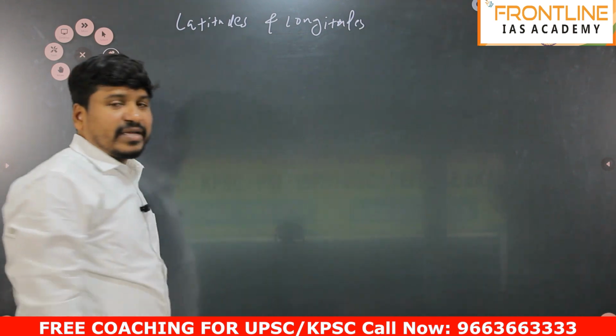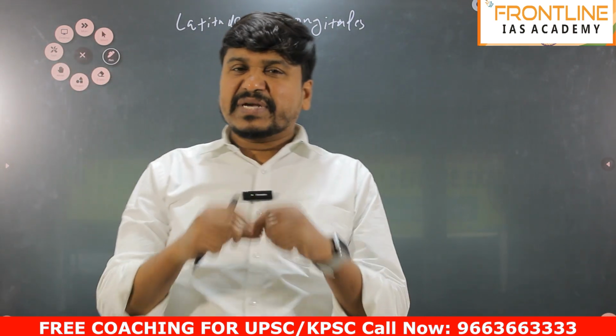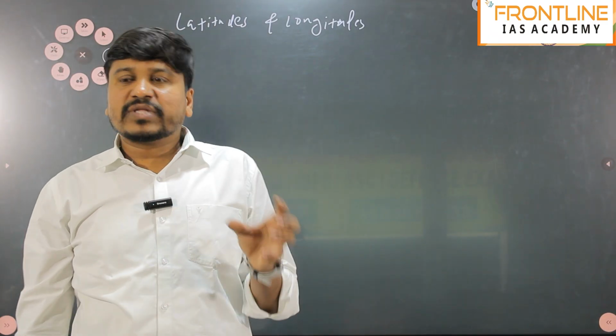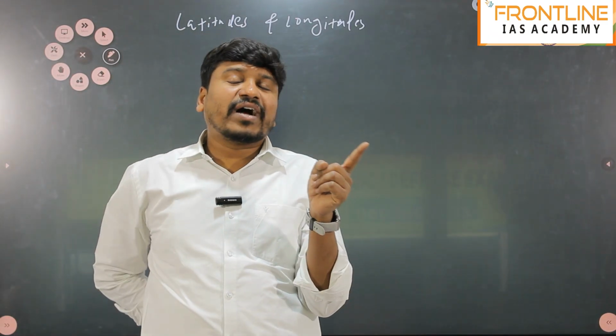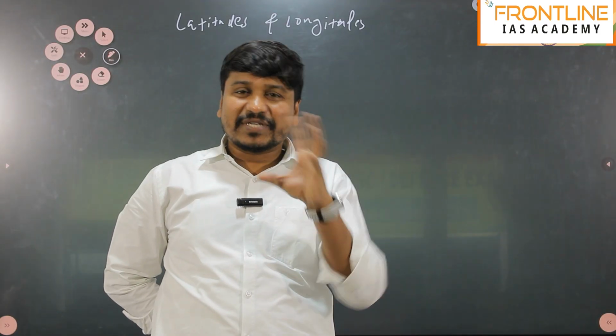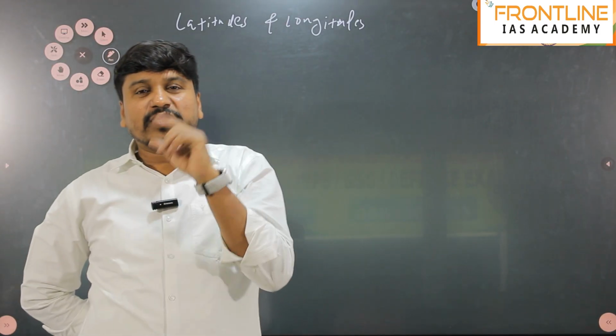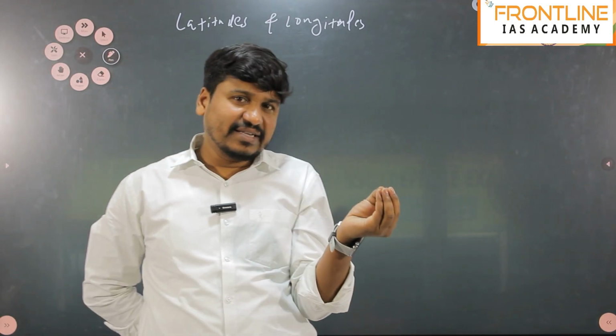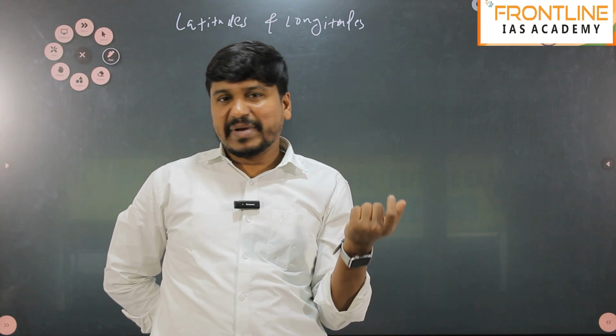So latitudes, in a 2D diagram, we call these imaginary lines, and in the 3D diagram we call them circles. So they are imaginary circles. We can't see the circles on the earth because earth is a sphere. That's why we call latitudes imaginary circles. In 3D diagram these are imaginary circles, in the 2D diagram these are imaginary lines, right?